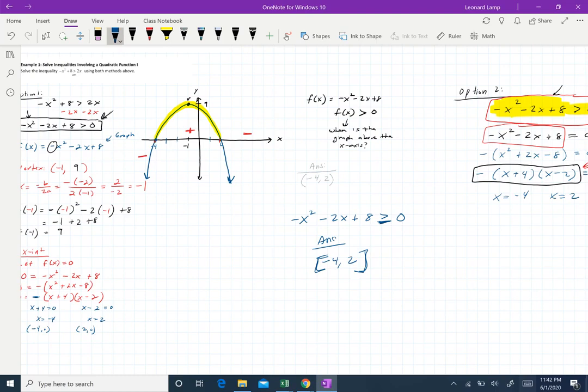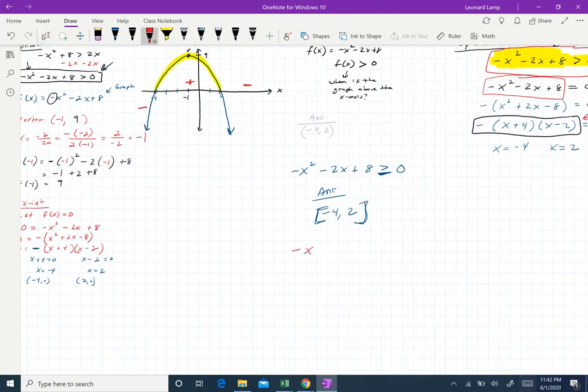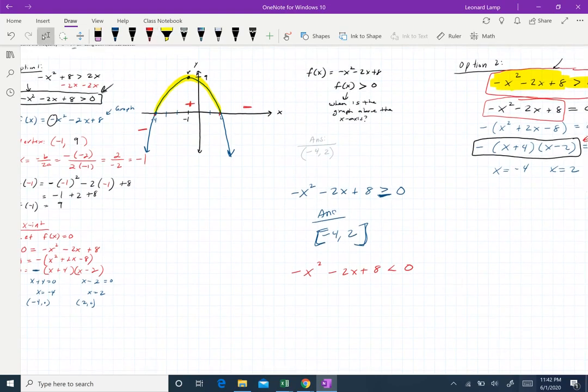Okay. And then usually the next natural question comes: what if it was the same exact problem, but what if it was less than 0? Well, if it was less than 0, then you're asking, when is it below the x-axis? So graphically, you can say your answer would look like this. If it's below the x-axis, that'd be from negative infinity to negative 4. But then it's also below the x-axis from 2 to infinity.